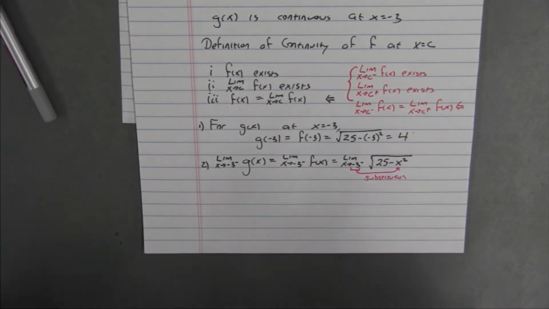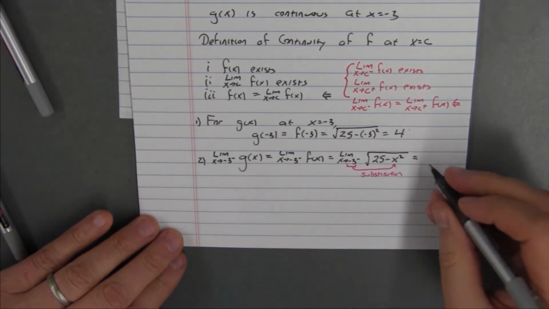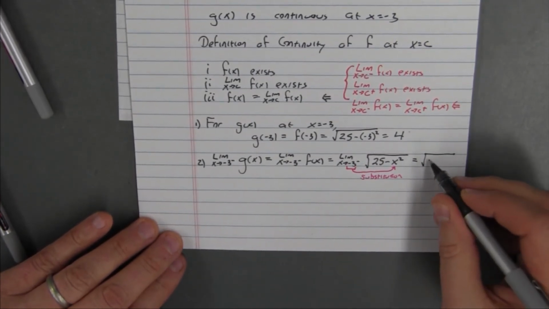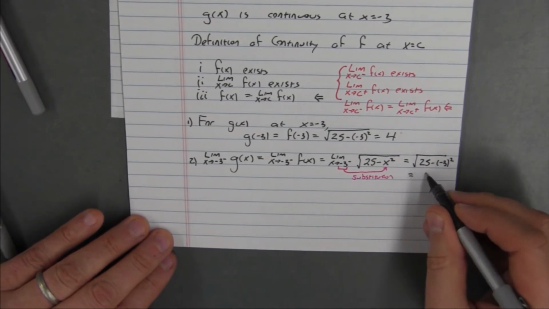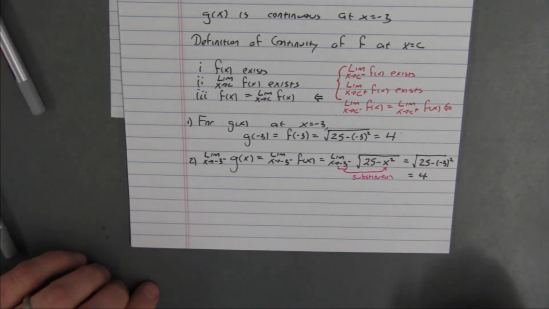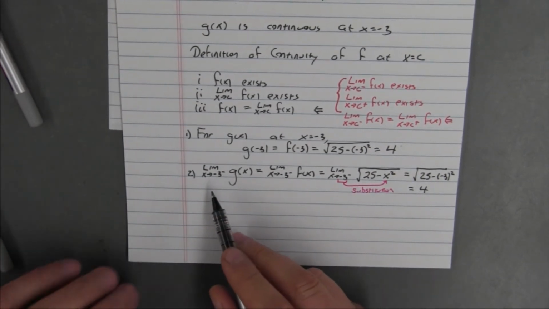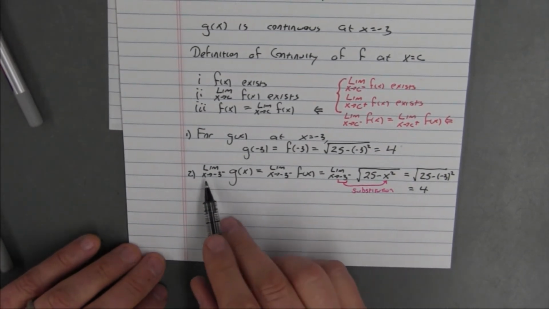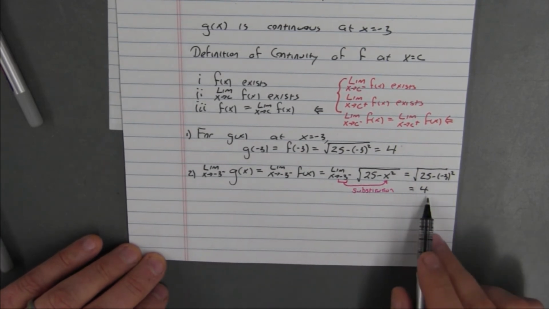And what that means is that I can now drop the limit sign and plug the -3 in. So this is equal to the square root of 25 minus (-3) squared. And then we have already concluded that that's 4. In fact, everything's coming up 4 here. All right, so this is the first part of part 2. I've shown that the limit as x approaches -3 from the left exists and is 4.